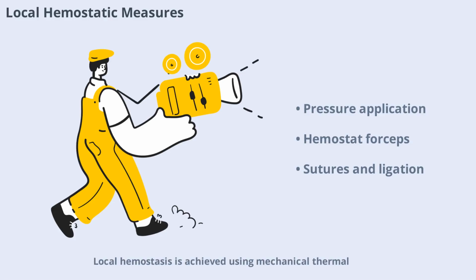Local hemostasis is achieved using mechanical, thermal, or chemical methods. Mechanical methods include applying pressure using hemostat forceps, sutures, and ligation. Pressure is often the first and most effective step, especially for minor bleeding. Hemostat forceps can clamp bleeding vessels, and sutures or ligatures are used for larger vessels. These techniques are essential tools in the oral surgeon's arsenal.